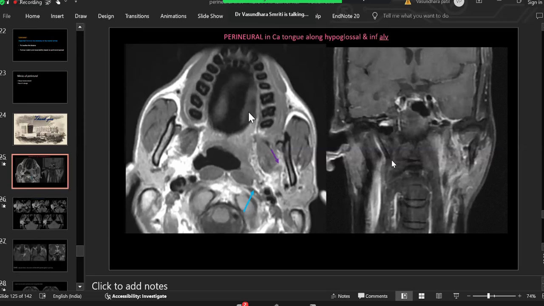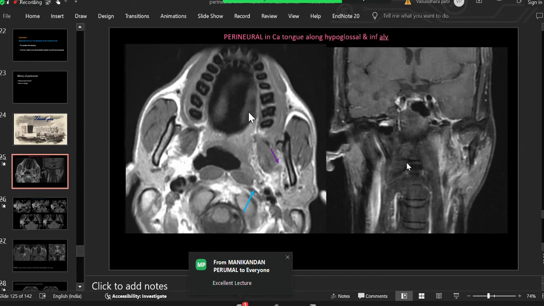Sorry. Regarding the references, there are some articles on perineural spread, but it is a very good exercise to know the normal anatomy and the course of the nerve as well as the foramen. Then you will start picking up the perineural spread. If there's any article which gives this nicely, then we can share it in the groups.